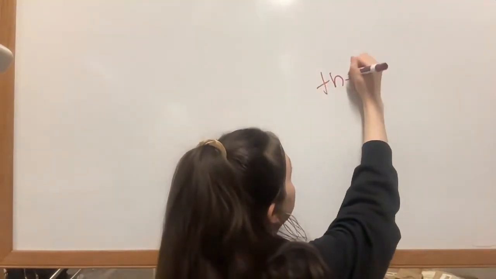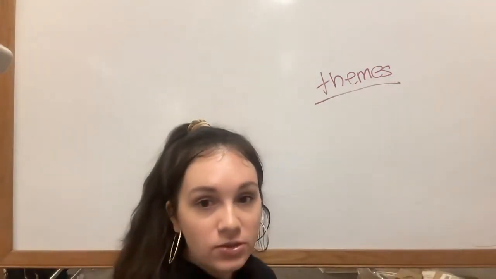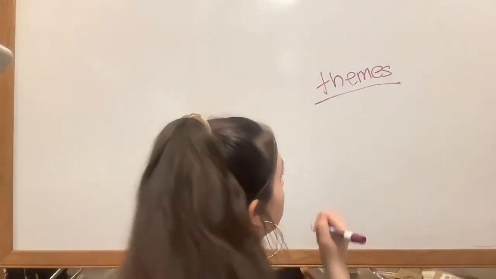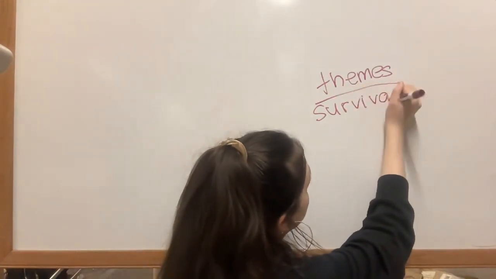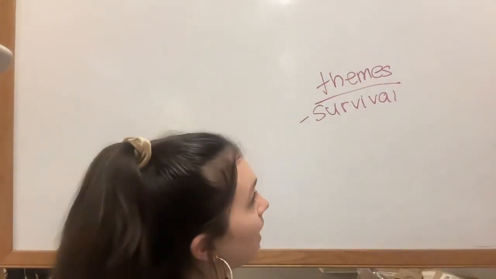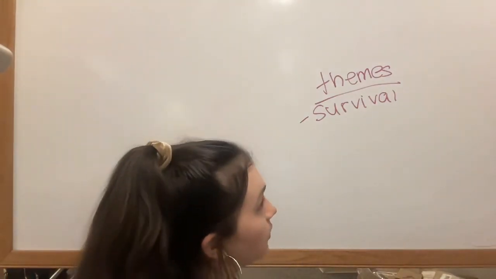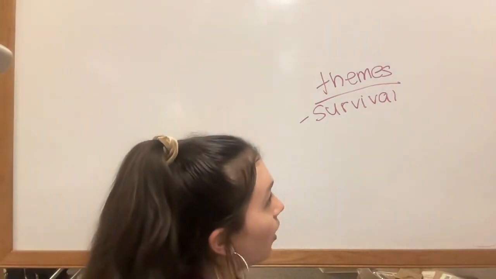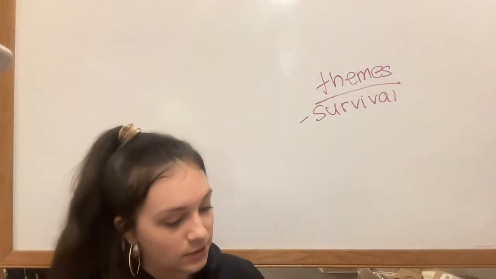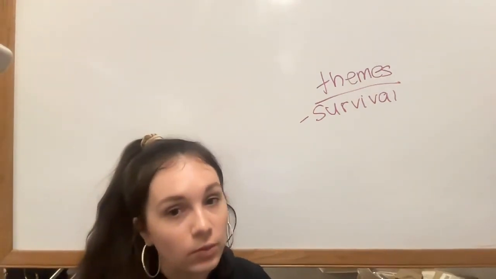So, the major themes of the Naturalist period. Okay, so we first have survival. And this was just kind of how it sounds. It was focused on the need to survive in an unforgiving universe and how that need to survive can draw humans to doing some kind of terrible things. The next one was determinism.